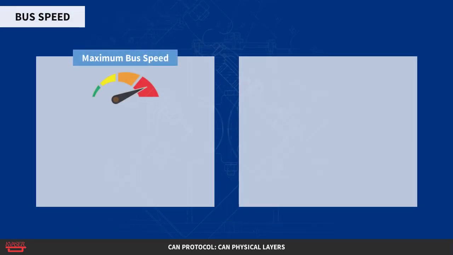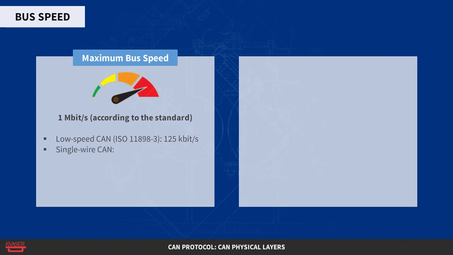Maximum bus speed. The maximum speed of a CAN bus, according to the standard, is 1 megabit per second. Some CAN controllers will nevertheless handle higher speeds than 1 megabit per second and may be considered for special applications. Low-speed CAN, ISO 11898-3, can go up to 125 kilobits per second. Single-wire CAN can go up to around 50 kilobits per second in its standard mode, and, using a special high-speed mode used, for example, in ECU programming, go up to around 100 kilobits per second.